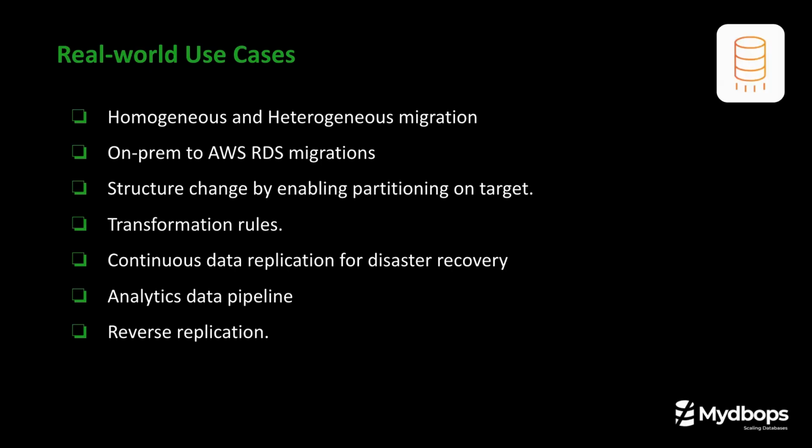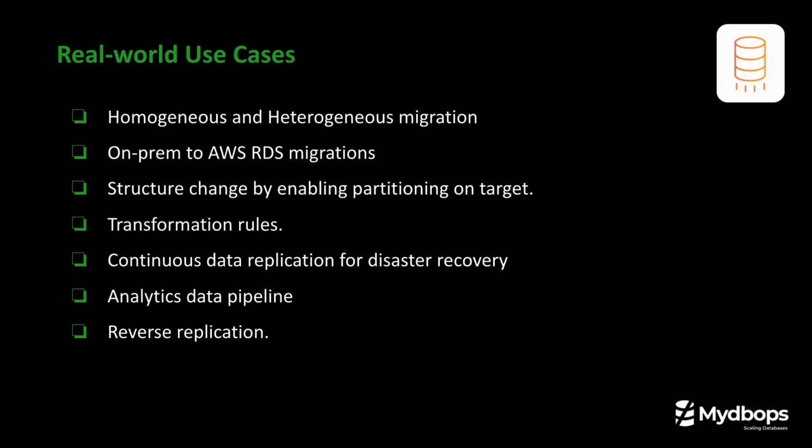Most organizations use AWS DMS to migrate their on-premise databases to cloud databases because DMS gives continuous replication, and using that we can do the cutover with minimal downtime. DMS allows structure change migration, such as migrating data from a non-partitioned table to a partitioned table on the target server. Using transformation rules, we can rename the schema on the target server, and we can also migrate only the required tables' data from source to target.